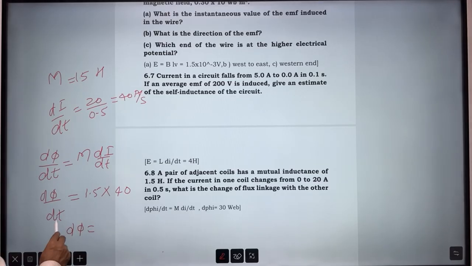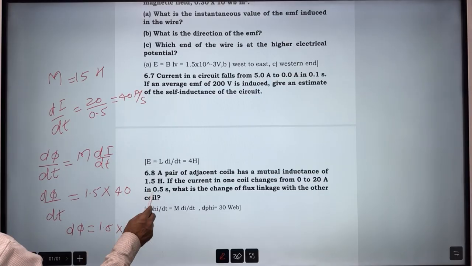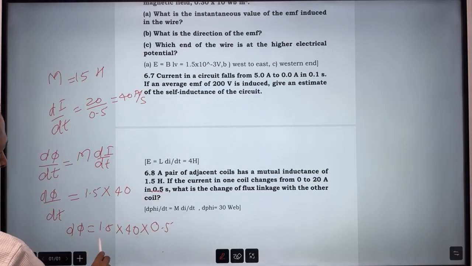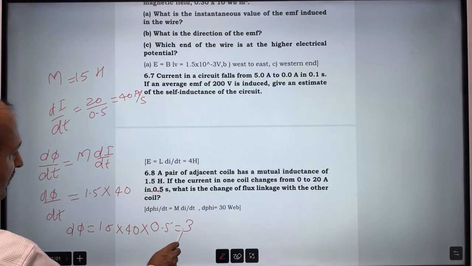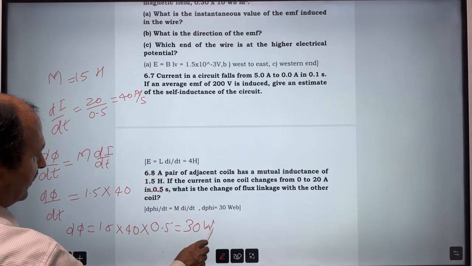So you need d phi. For that you have to multiply by dt. So 1.5 into 40 multiplied by dt. dt is given as 0.5. So 60 by 2, that is 30 Weber. Understood?